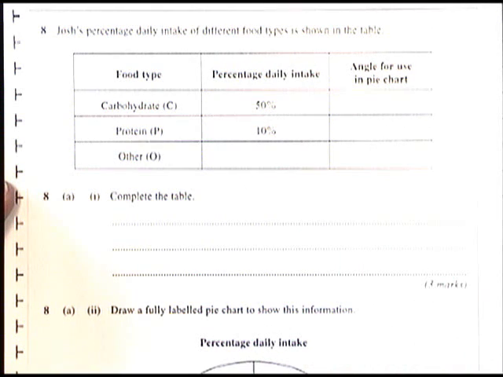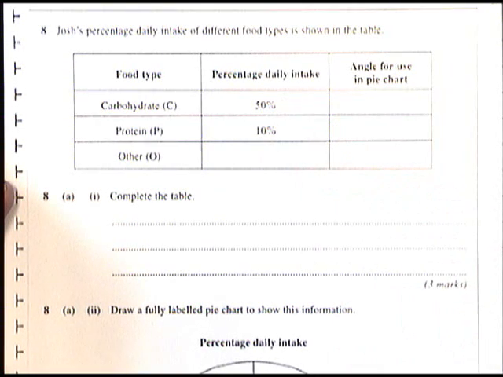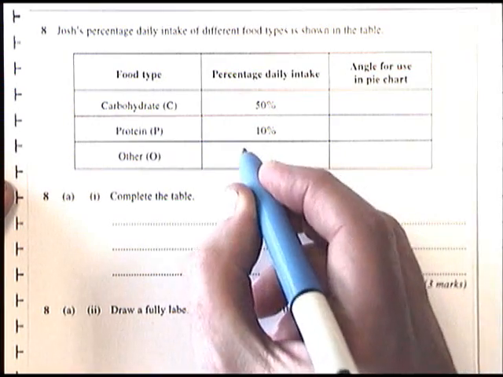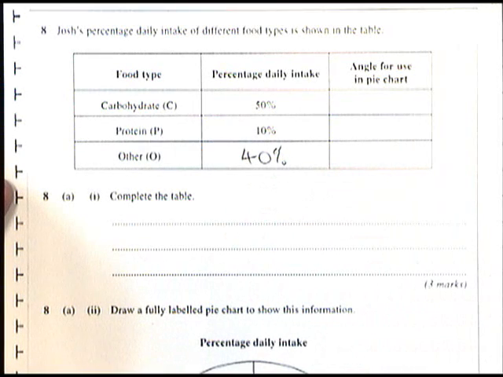Percentages always have to add up to 100%. So we've got here 50 and 10, they add up to 60%. So we've got to get up from 60 to 100. That's a missing 40%. And we can write that in there. That will get you the first mark.